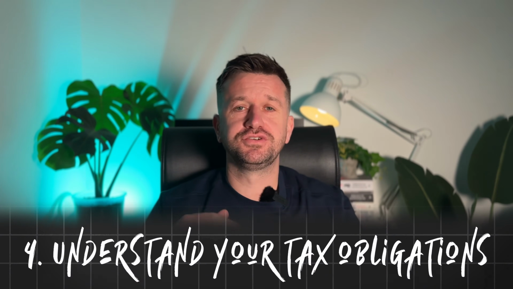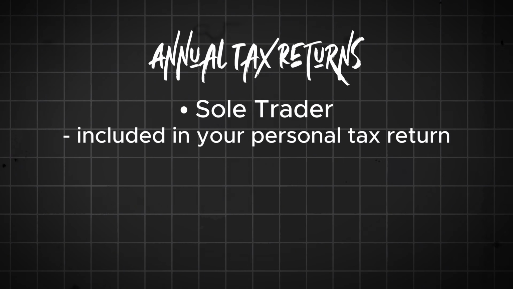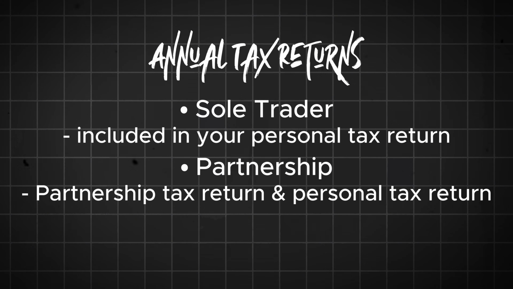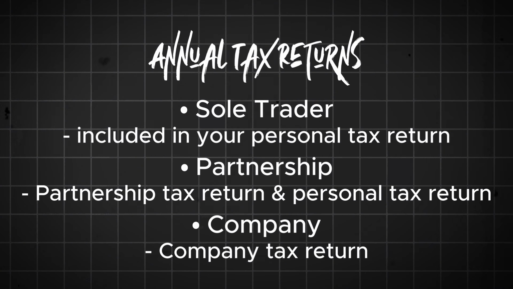All right, next up, make sure you understand your tax obligations. If you're a sole trader, it's part of your personal tax return. If you're a partnership, it's a partnership tax return, and then your share is included in your personal tax return. If you're a company, it's a completely separate tax return. On top of that, if you register for GST, you'll have to do quarterly business activity statements, also known as BAS, where you'll have to show how much GST you owe and how much you are owed, and then you'll settle the difference.